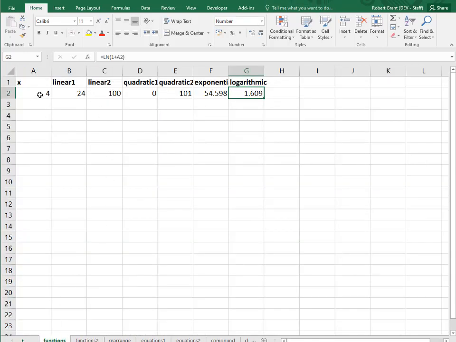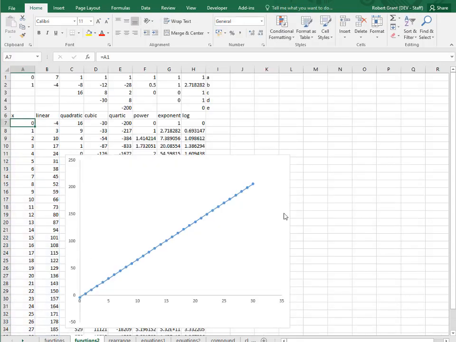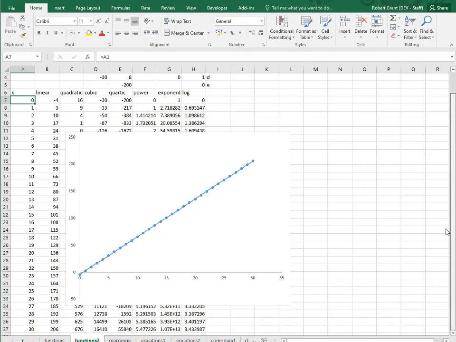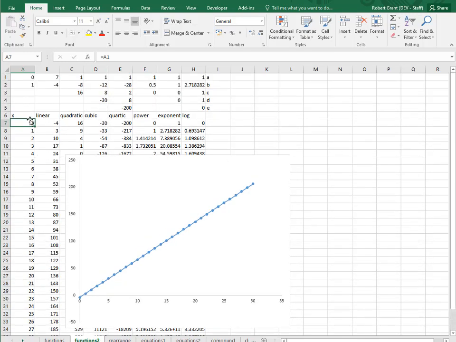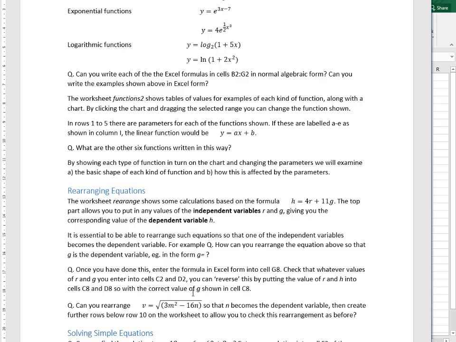So instead of just taking one value, now we've got values going from 0 up to 30, and it shows the value from 0 to 30 plotted along here of all of these functions. You can just choose which function is graphed by clicking on here. You want to leave this on the x, just move this to the other columns and you can see the other graphs instantly drawn. And all the functions are controlled by the parameters at the top.